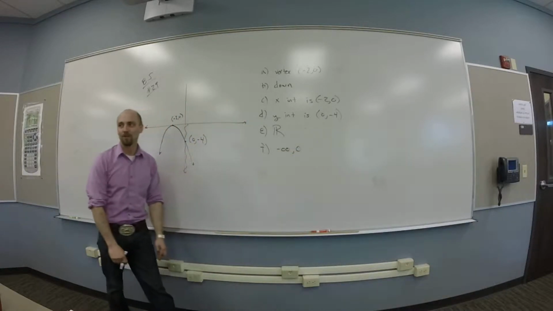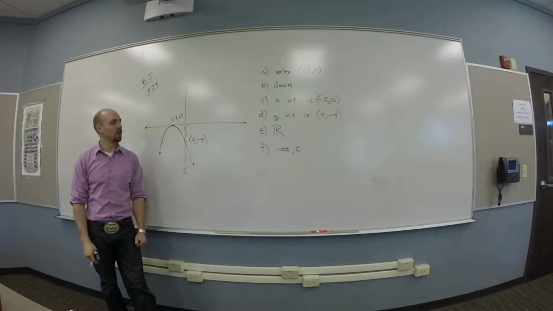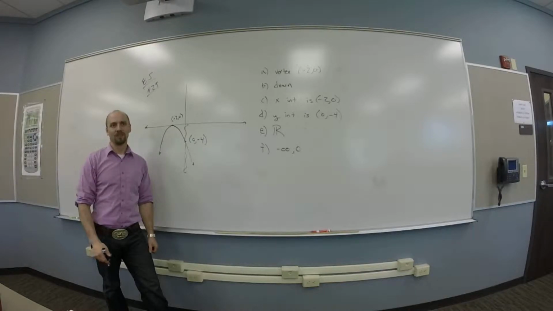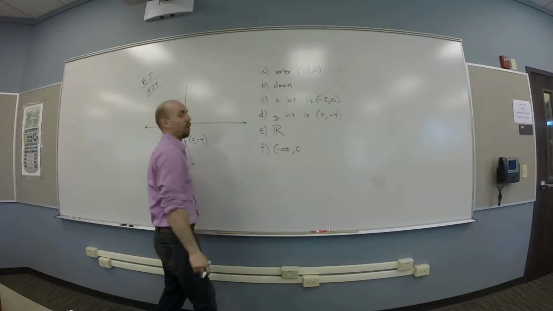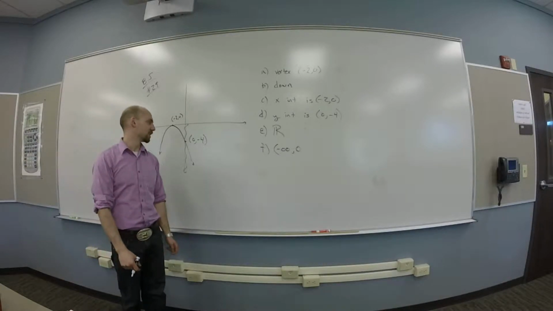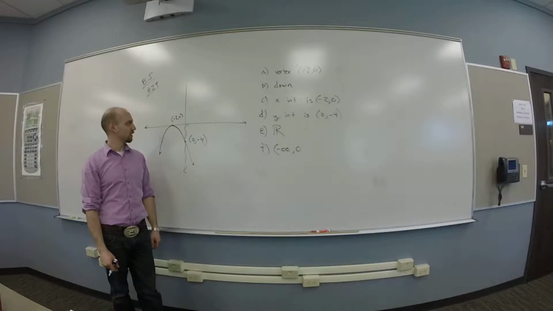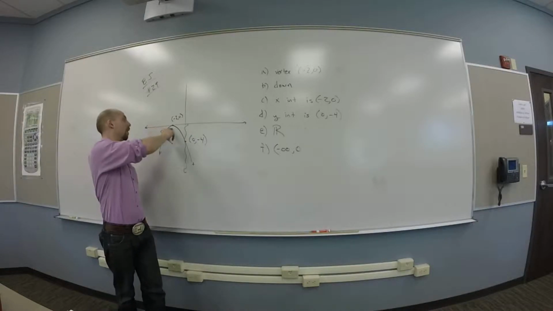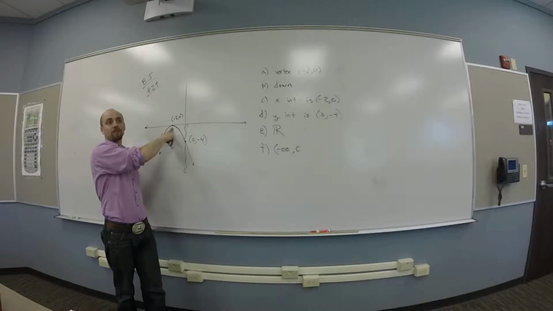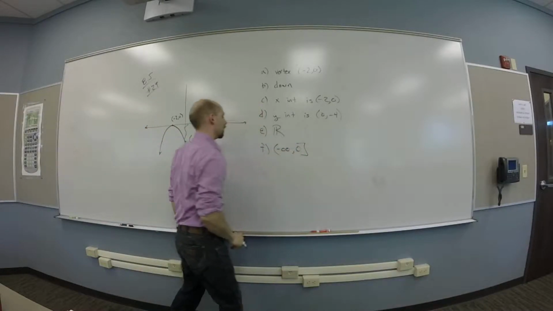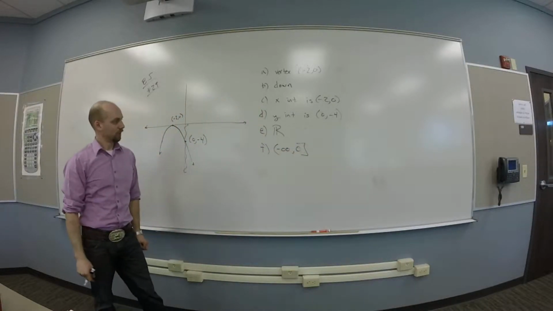Now I need to set up brackets, right? Negative infinity's bracket should be round, or open, because it's not a number. It's not in my number system. And 0 is a closed bracket. Why? Because the graph crosses exactly through that point. There's an input, specifically -2, that gives you that output. Okay, so there's my range.